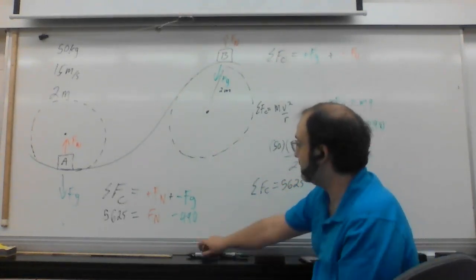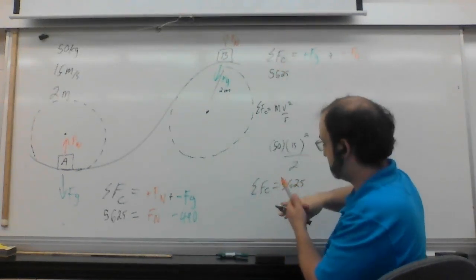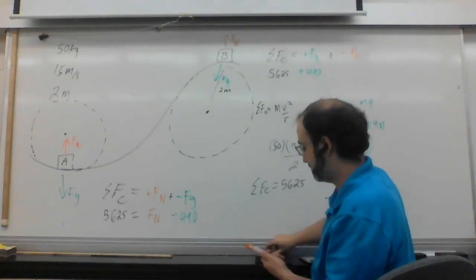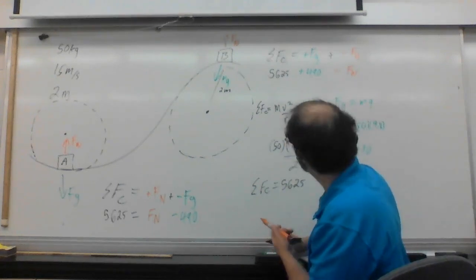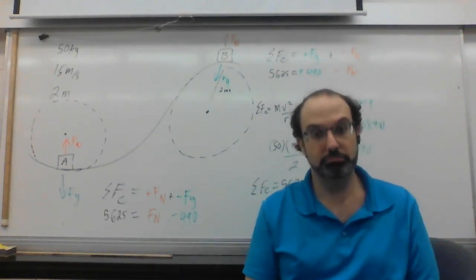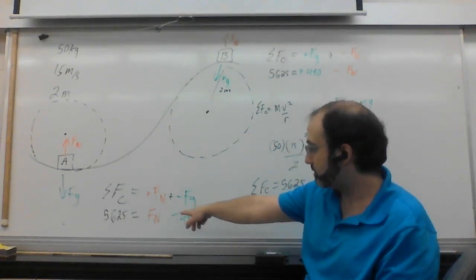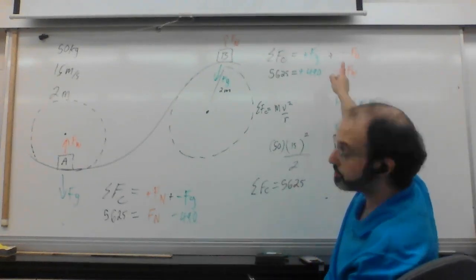Over here we get 5625 plus 490 Fn. Okay, easy enough to solve. Here, the Fn is going to have to be a bigger number because I'm subtracting from it to make that, and here Fn will be a smaller number.